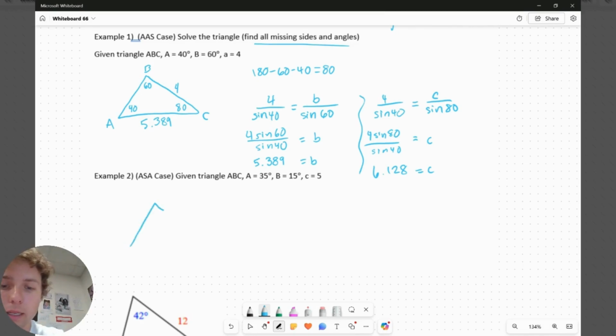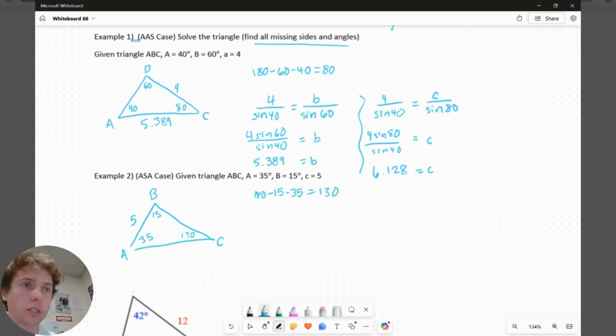But we're given an angle that is 35. There's angle A. We're given angle B, which is 15. But notice now the side that we're given is side C. It's in between the two angles, right? That's the angle side angle idea. But if we know two angles, the easiest thing to do is still to figure out the missing angle, to subtract both those values from 180, find a value of 130.